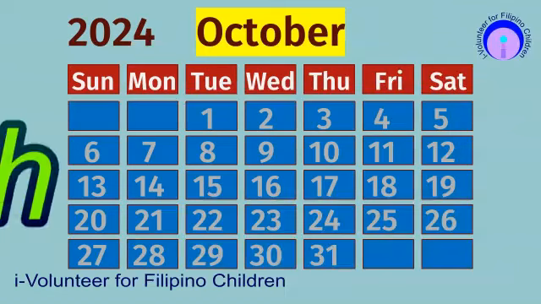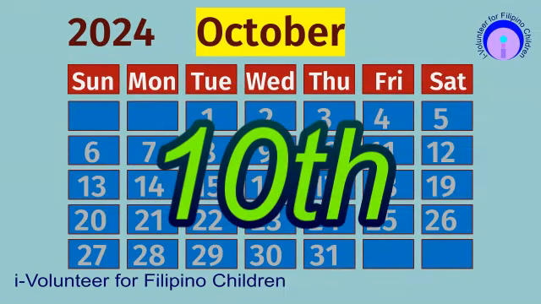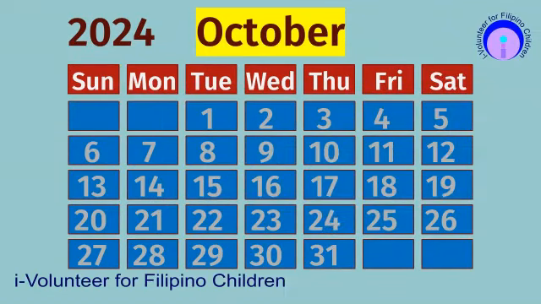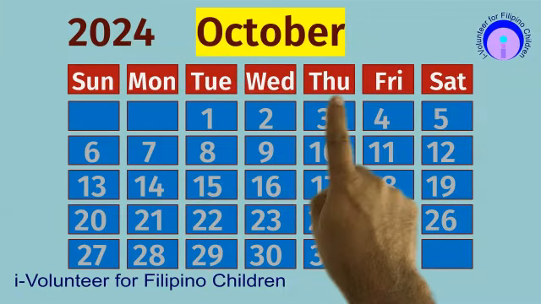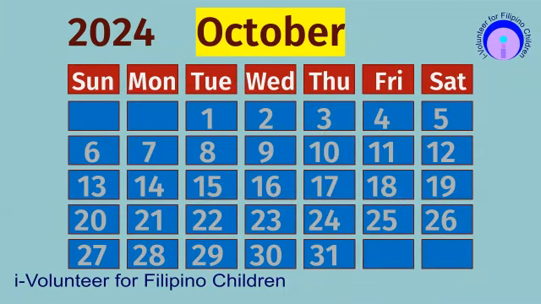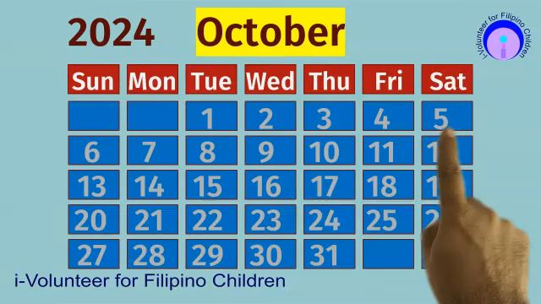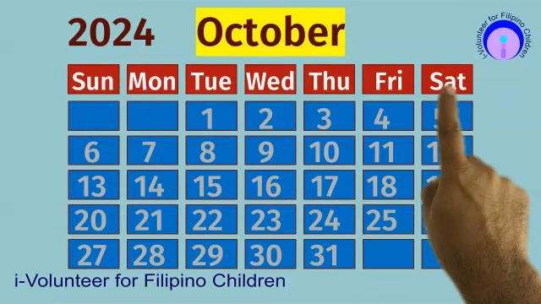This is the 10th month of the year, October. The 31st day falls on a Thursday. How about the 5th day of October? What day of the week is it? This is the 5th day, and it falls on a Saturday.